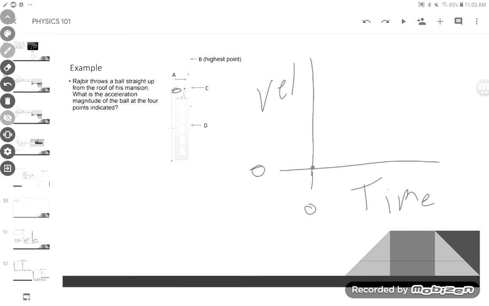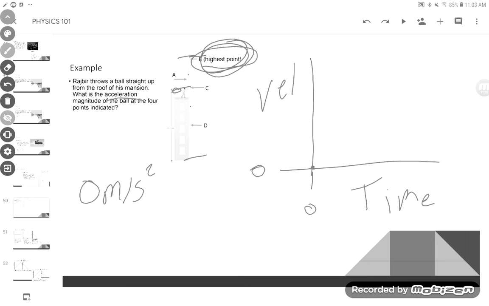Remember, it's not asking you for the velocity, it's asking you for the acceleration. So obviously the acceleration is going to be 0 at that point. But the acceleration is also going to be 0 at its highest point because it's going to reach the apex of the height, completely stop before it comes back down. So at point C and B, it's just going to be simply 0 meters per second squared. Then comes point A and point D.